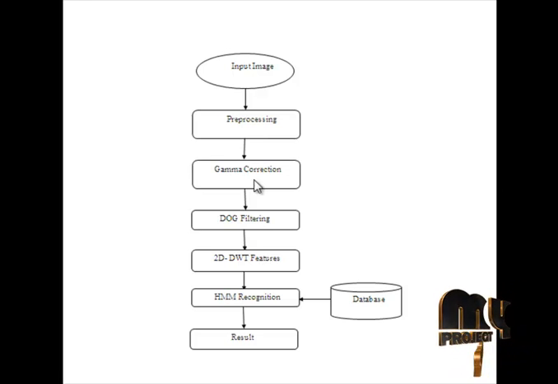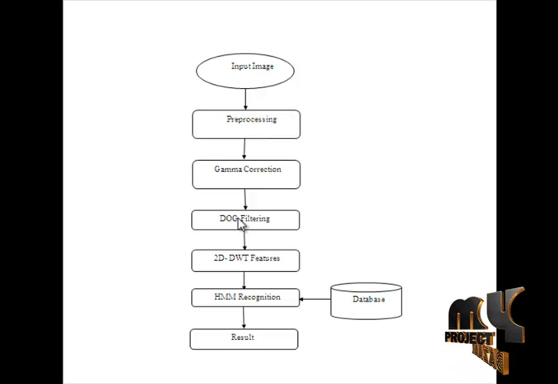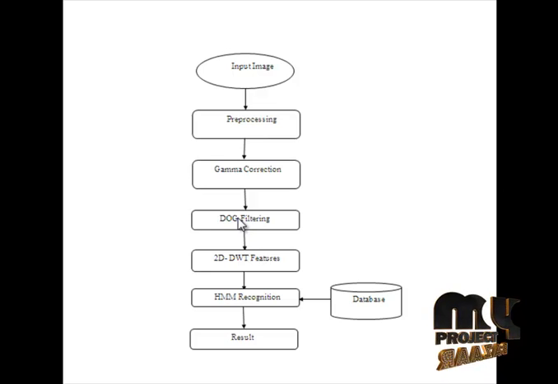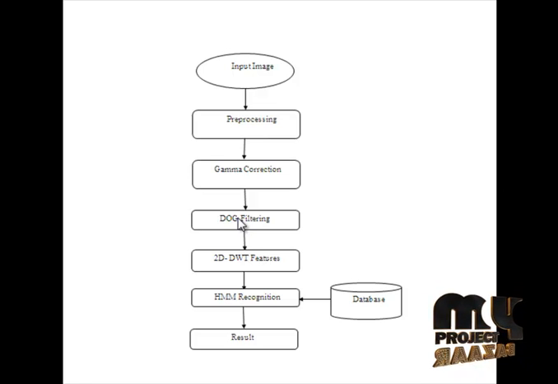Gamma correction controls the overall brightness of an image. Images which are not properly corrected can look either bleached out or too dark. After that, it will go to the DoG filtering. DoG filter refers to the difference of Gaussian. DoG is a feature enhancement algorithm that involves a subtraction of one blurred version of an original image from another.